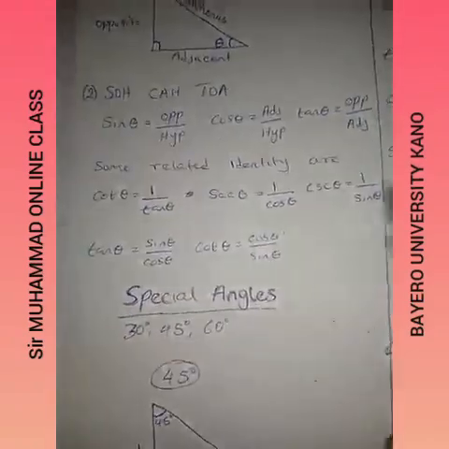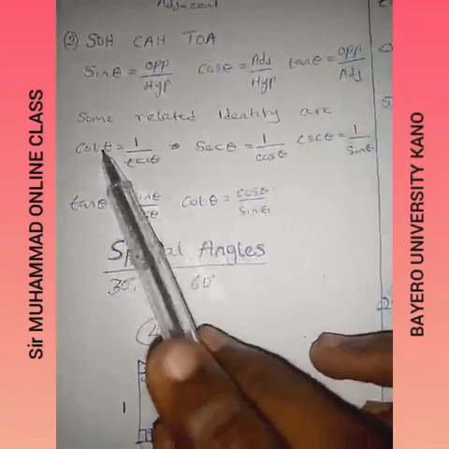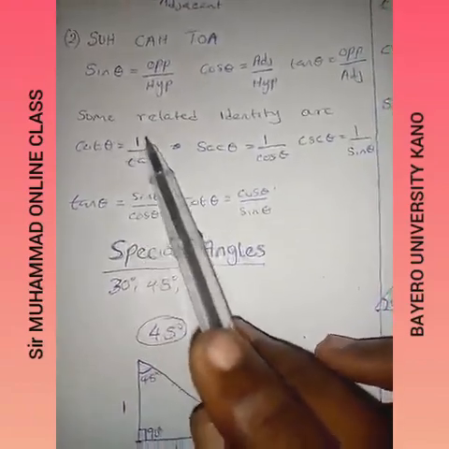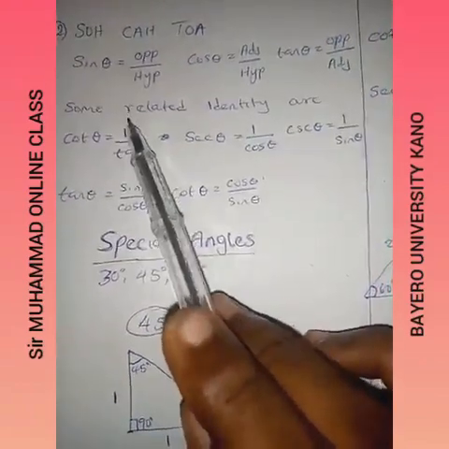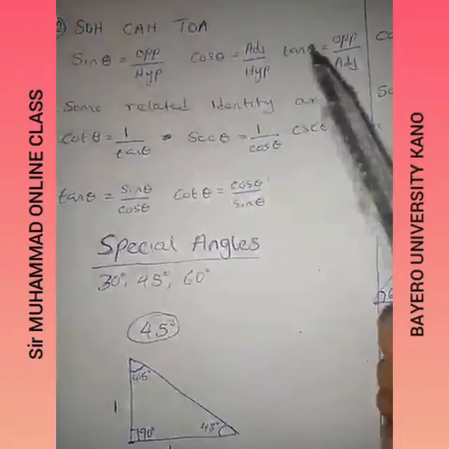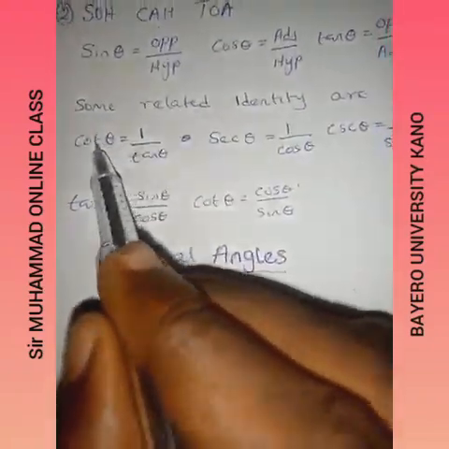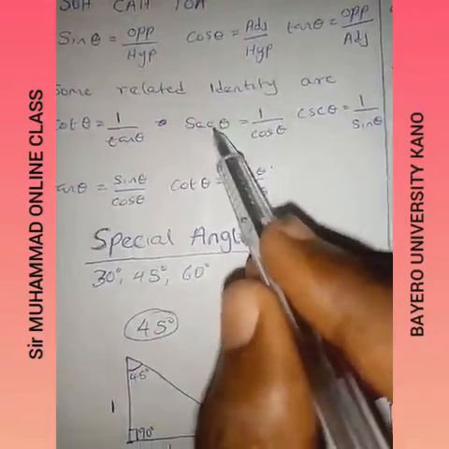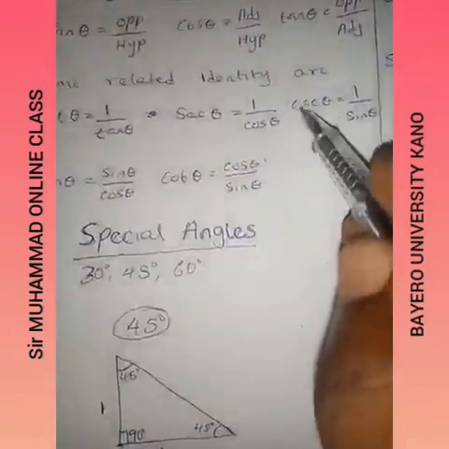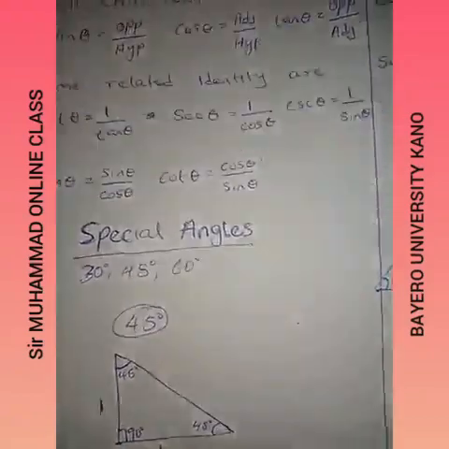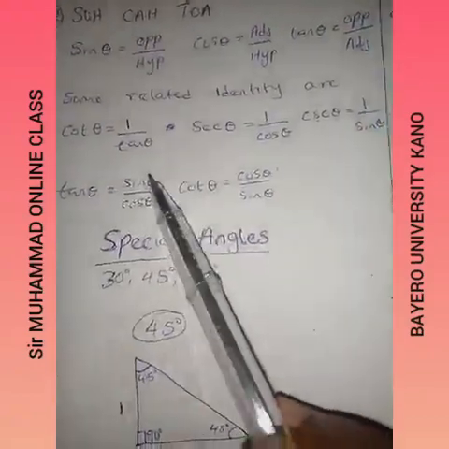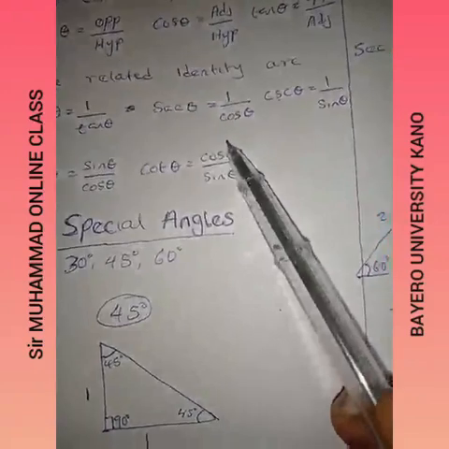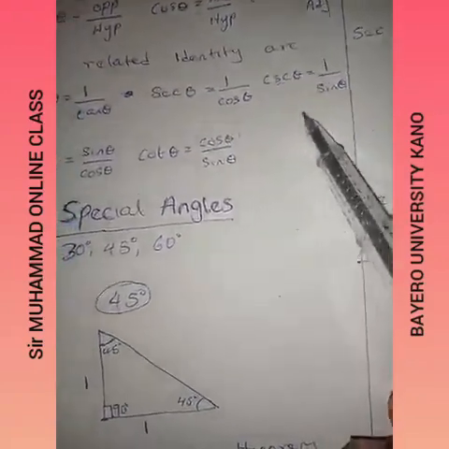So there are some related identities such as cot theta. Wherever you see cot theta, it stands for the inverse of tan theta, that is 1 over tan theta. Sec theta is 1 over cos theta. And cosec theta is 1 over sine theta. So cot theta is 1 over tan theta, sec theta is 1 over cos theta, and cosec theta is 1 over sine theta.